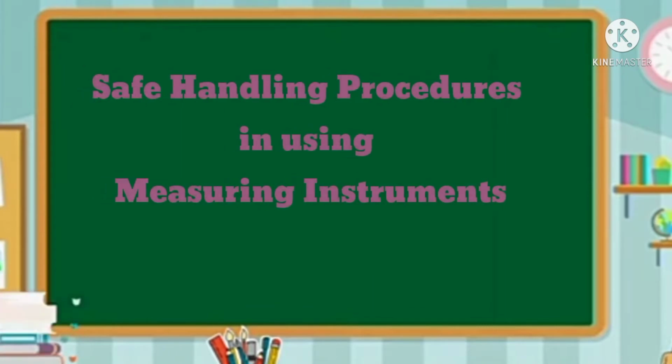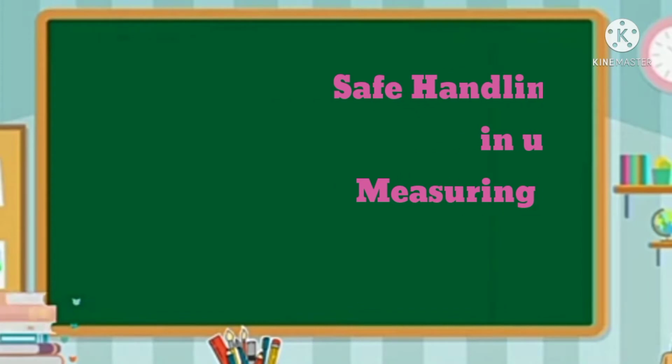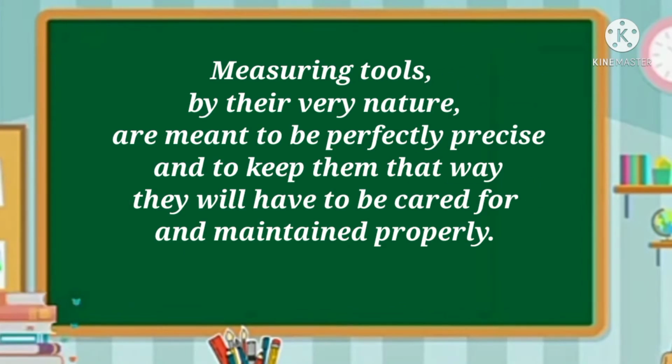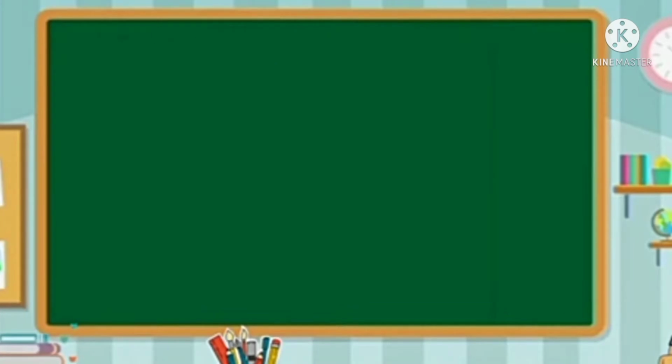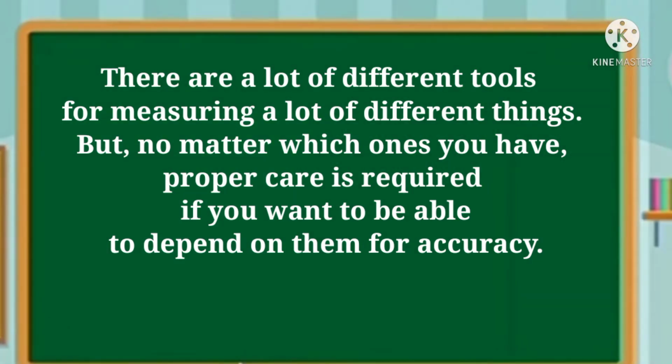And now let's talk about safe handling procedures in using measuring instruments. Measuring tools, by their very nature, are meant to be perfectly precise, and to keep them that way, they will have to be cared for and maintained properly. There are a lot of different tools for measuring a lot of different things, but no matter which one you have, proper care is required if you want to be able to depend on them for accuracy.